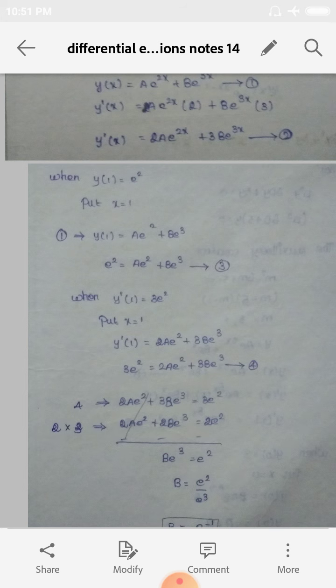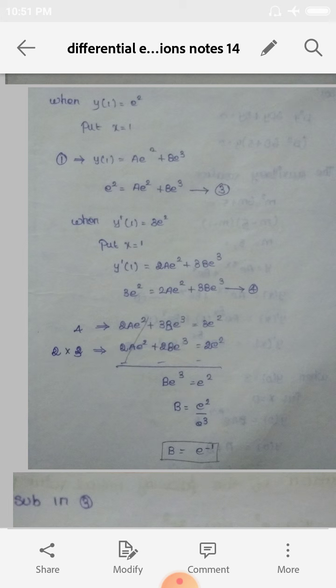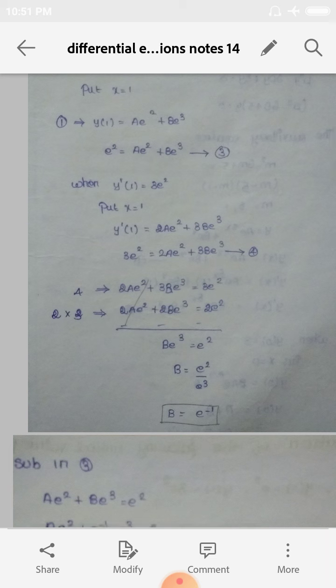That is, put x is equal to 1 in equation 2. After substituting x is equal to 1, what condition is given? y dash of 1 is 3 e power 2. So substitute that value: 3 e power 2 is equal to 2 e power 2 plus 3 into 2a e power 2 plus 3b e power 3. Mark it as equation number 4.